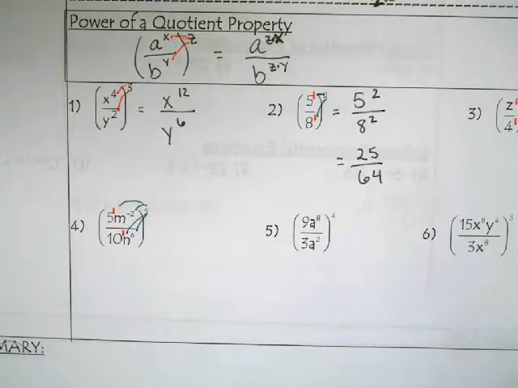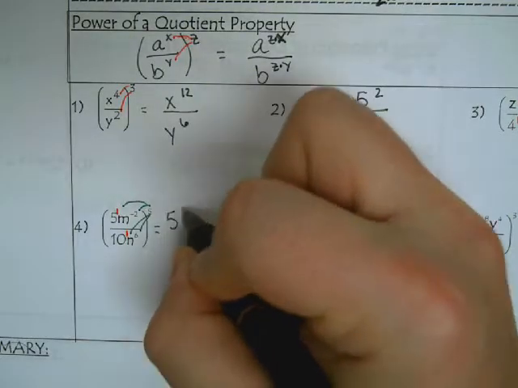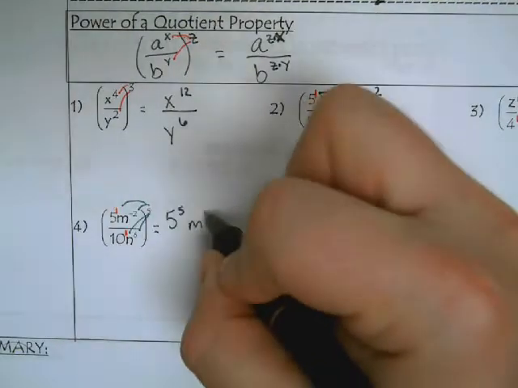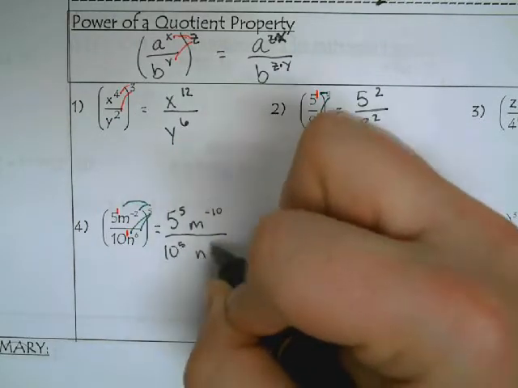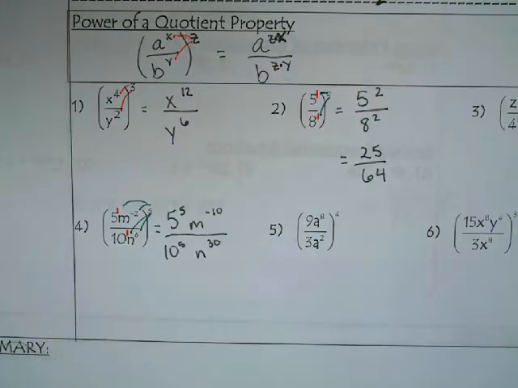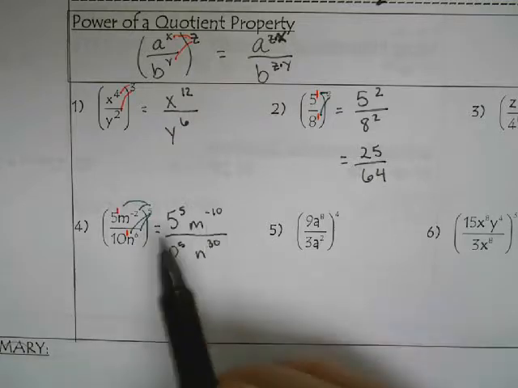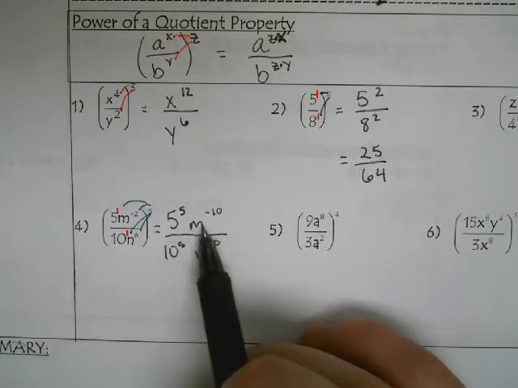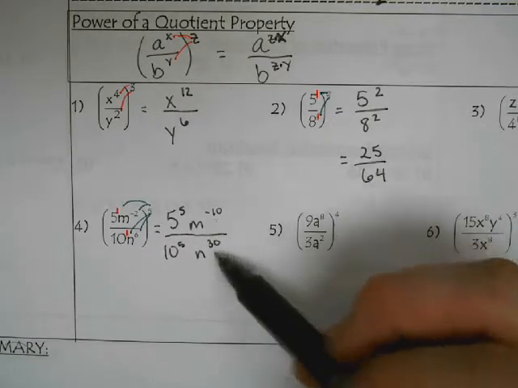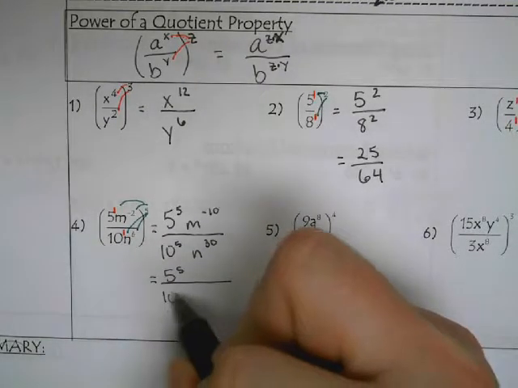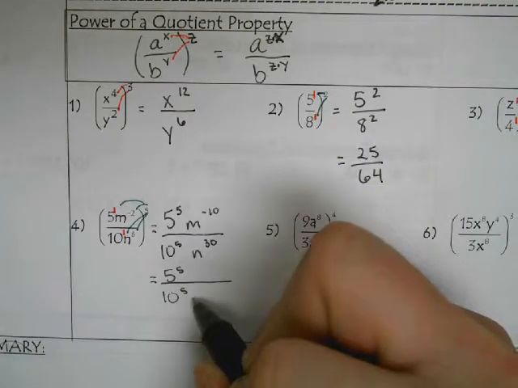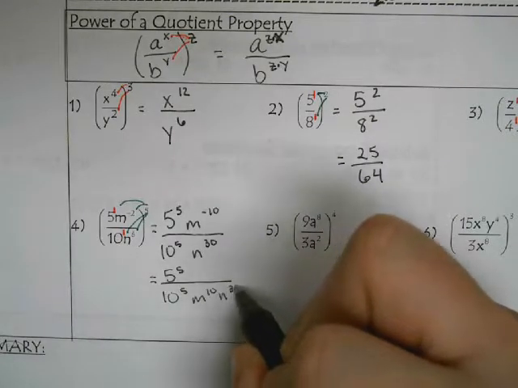Every exponent gets that. So I have 5 to the 5, m to the negative 10 over 10 to the 5 and n to the 30. Just multiplying that 5 by each one of those exponents. First thing I like to deal with is my negative exponents. I only have one negative exponent that's on this m, so the m, since it's in the numerator, will move down to the denominator. So now I have 5 to the 5 over 10 to the 5 times m to the 10th times n to the 30th.